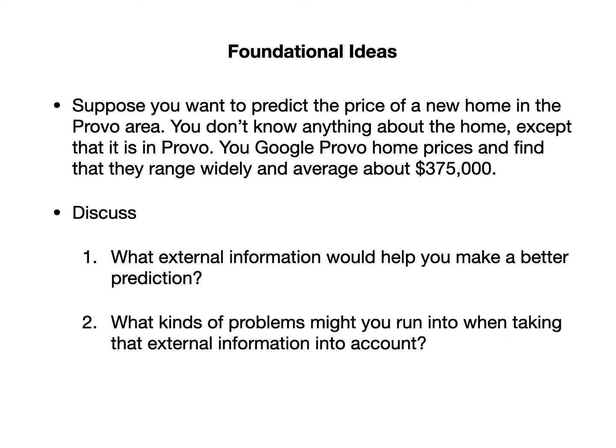I also want you to think about what kinds of problems you might run into when taking into account the external information. How are you going to express something like neighborhood in a regression equation? Up to this point we've used mother's last weight, which has been a continuous variable measured in pounds. But neighborhood doesn't have a numeric value, so we might need to make some adjustments in how we deal with some of the variables we might be interested in when making a prediction about a home price.